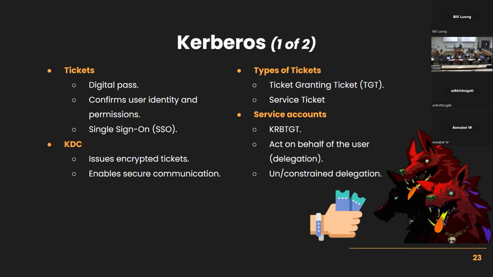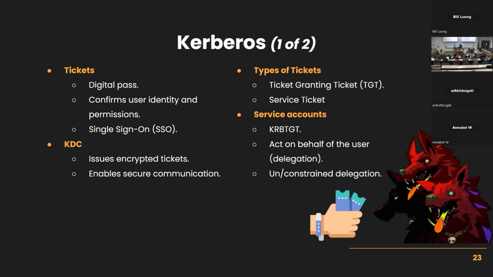So within a domain, you're going to have multiple services, and it can kind of get annoying if you want to access more than one service. Re-entering your password multiple times can be a bit redundant. So single sign-on is enabled as well. You just authenticate once, and then you can access multiple services within the domain. This is possible by what's known as the KDC, also known as the Key Distribution Center. This is what actually issues the encrypted tickets and enables secure communication.